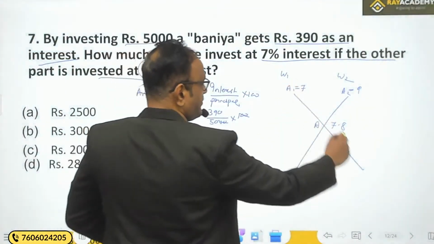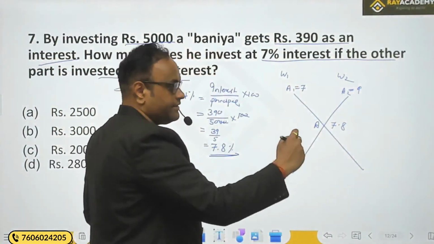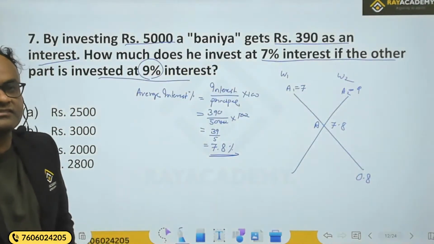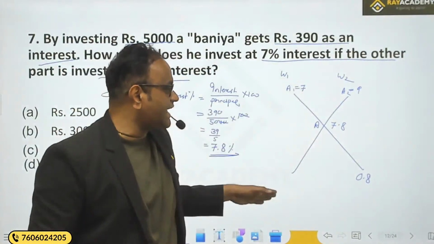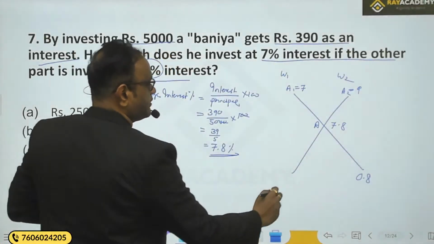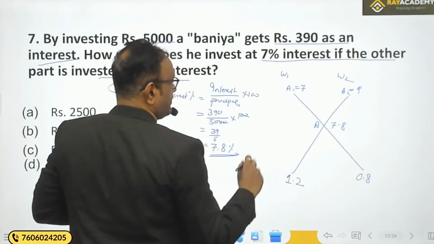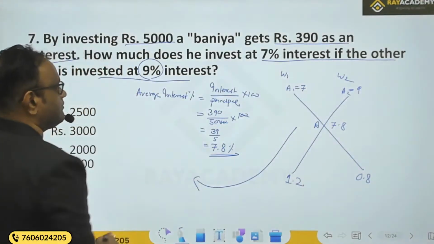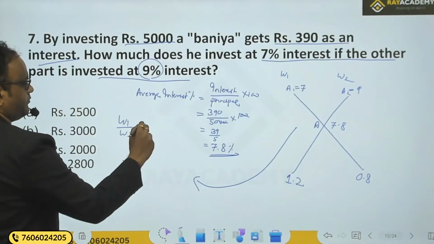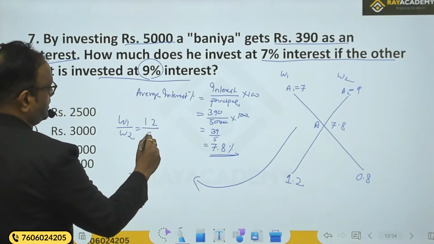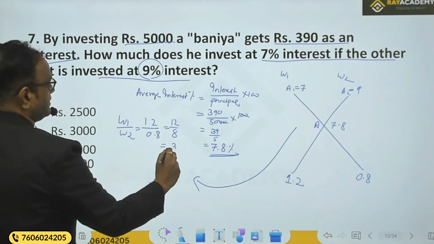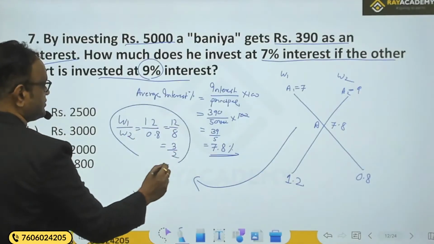Now 7 and 7.8, what is the difference along this line? This is giving you 0.8, 7.8 minus 7. 9 and 7.8 difference will be 1.2. Okay, now you can put the alligation method. What it says, W1 by W2 will be 1.2 by 0.8, or you can write 12 by 8, or you can write 3 by 2. So this is the ratio we are getting.